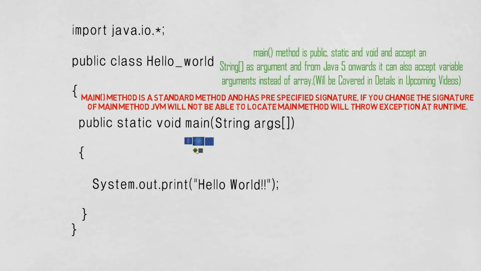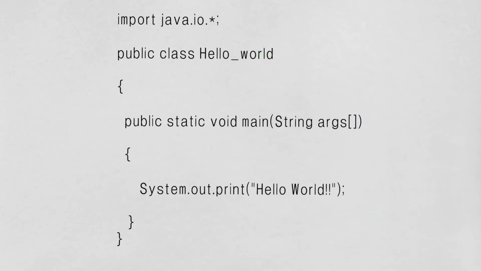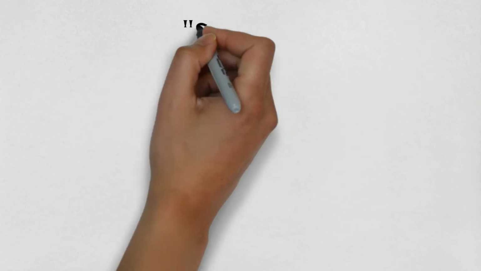Now let us understand the terms mentioned in the standard procedure for writing the main method. The first term is public. Public means it can be accessed from anywhere without any restrictions. We have already discussed public a little while ago, so we will move to the next term, static.